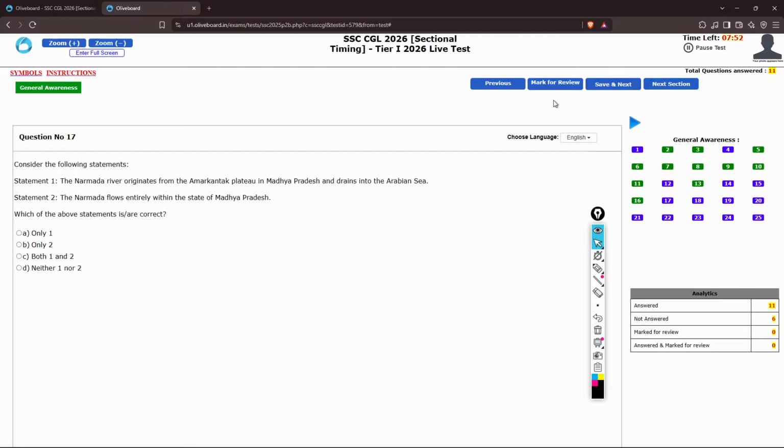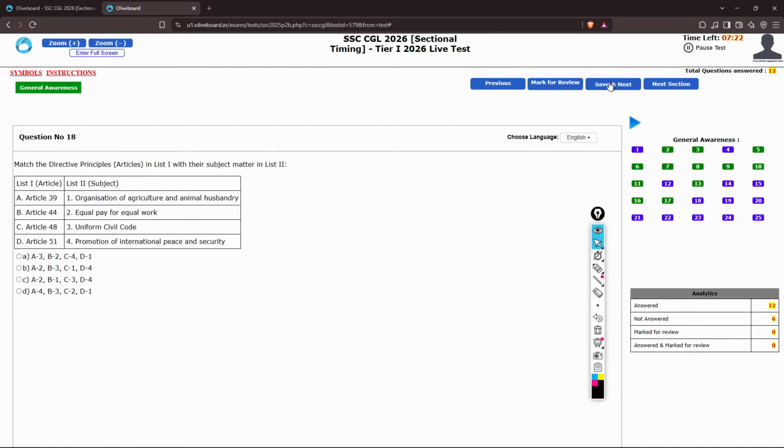Narmada River originates in the Amarkantak Plateau. Arabian Sea is true. Narmada flows entirely within the state. If entirely, this is an extreme word, so I would say no. Because if it drains into the Arabian Sea, Madhya Pradesh does not have a border with the Arabian Sea, so definitely either one is true. So I'll go with one.